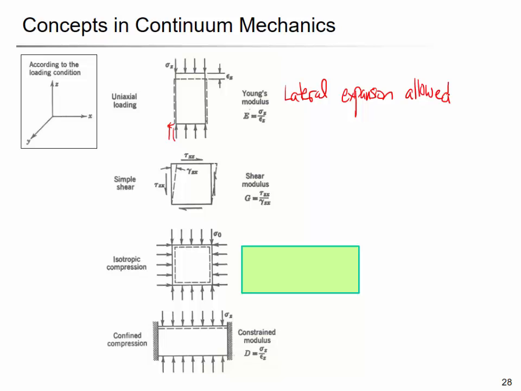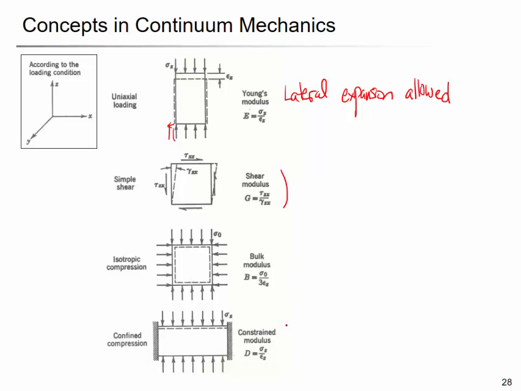So the lateral expansion is allowed freely, and then you can measure the Young's modulus. And the simple shear is a pure shear. You can measure the shear modulus. That's the shear deformation like this. And if you apply the isotropic compression, so you apply and increase the stress all around direction at the same time, then what do you measure? Bulk modulus, right? It's called the bulk modulus.